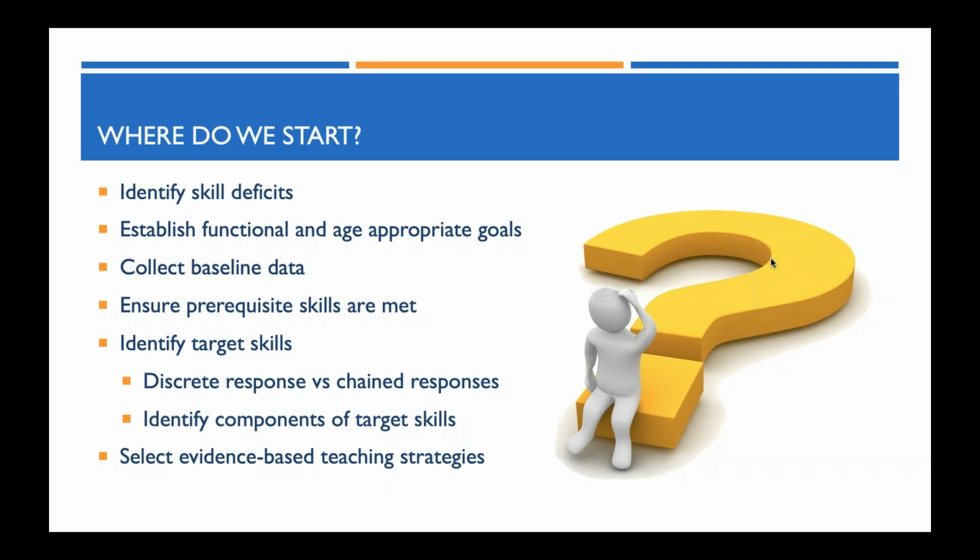So where do we start? The first step is to identify the learner's skill deficits. This can be done through a formal assessment, such as a VB-MAP, ABLS, or AFLS, or it can also be done through informal assessments, such as observations. Based on the results of the assessment, you can establish functional and age-appropriate goals for your learners. And then you will want to collect baseline data to determine what the learner can and cannot do.